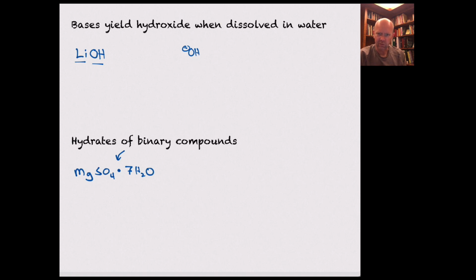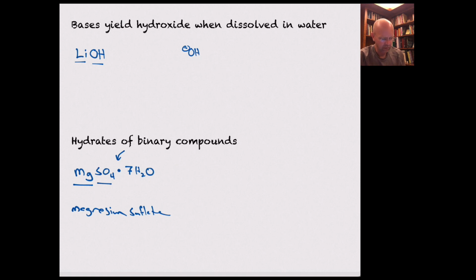You always start by naming the binary compound itself. So here, this is a binary compound. We have magnesium as the cation, and that's its name. And we have sulfate here. This is a compound where we would not have to use any indication of the charge on the metal because magnesium always has a +2 charge. So you would name it magnesium sulfate. Magnesium has a +2 charge, sulfate has a -2 charge.